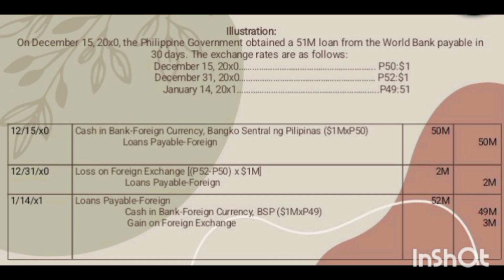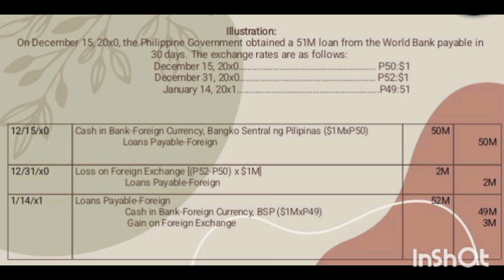For illustration, to make this clearer, here's an example. On December 15, the Philippine government obtained a $51 million loan from the World Bank. The exchange rate at that time was 15 pesos to $1. By December 31, the exchange rate increased to 50 pesos to $1, and by January 14, it decreased to 49 pesos to $1.